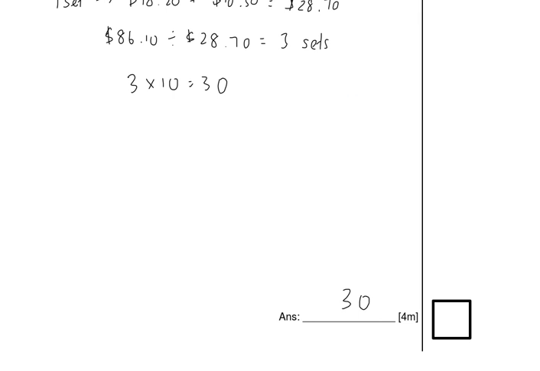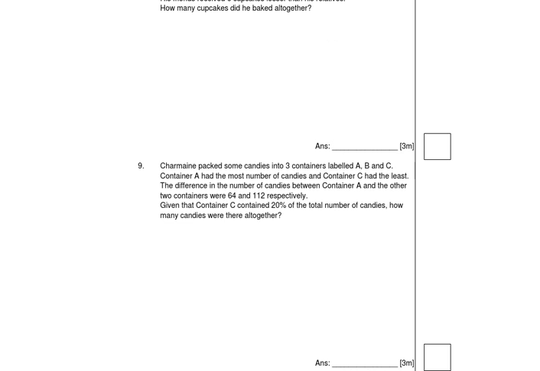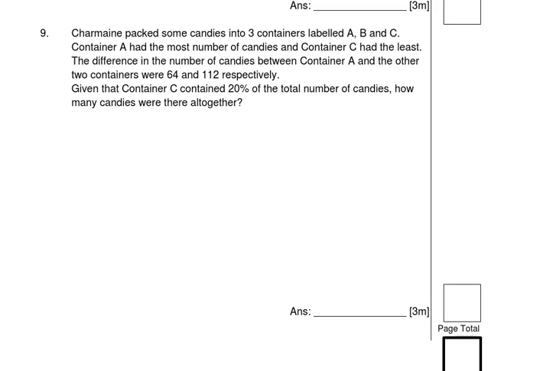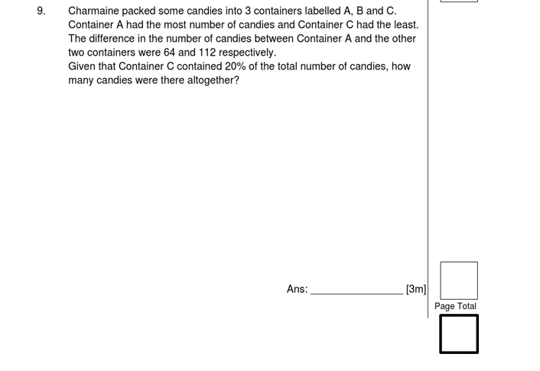Okay, question 9. One of the very simple percentage questions as well. Shamin packed some candies into 3 containers, A, B, and C. Container A had the most number of candies, and container C had the least. A, B, C. Container A got the most, B has medium, and C has the least. I don't know how many, but I just draw a rough model.